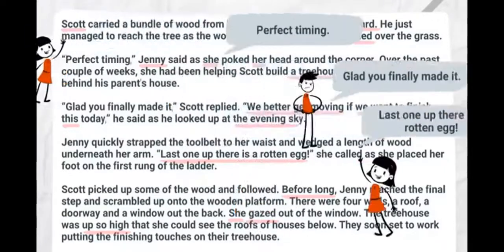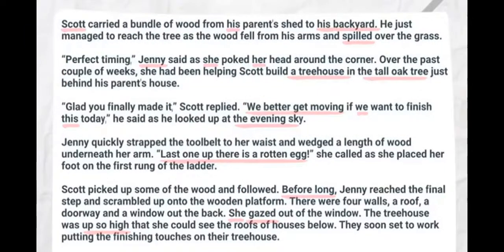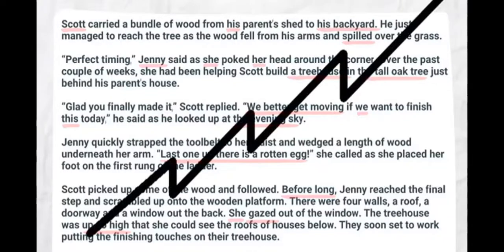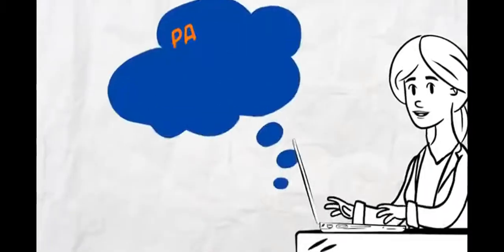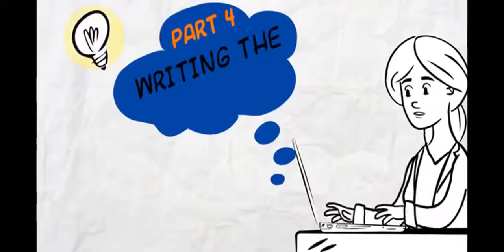I have tried to entertain the reader and I'm off to a good start, but I don't think my orientation is quite finished. I might add a few more interesting and exciting events that help the reader get to know my characters. And remember, just because this is the orientation doesn't mean that we shouldn't include some interesting and exciting events. In the next video, we will be looking at how to plan and write the problem of a narrative.